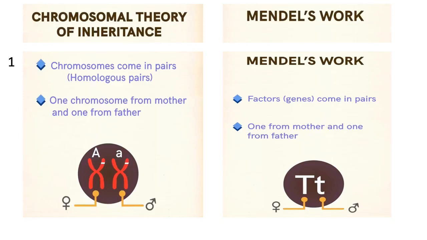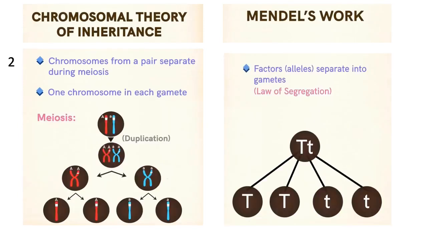He said that factors, which are now called genes, also come in pairs. One factor of the pair is from the mother, while the other is from the father. The next point stated that the chromosomes from a single pair separate from each other during meiosis. That means one chromosome will be passed to the respective gametes. This is just the simplest explanation of Mendel's law of segregation. In that law, Mendel emphasized the separation of factors, that is alleles, into gametes.